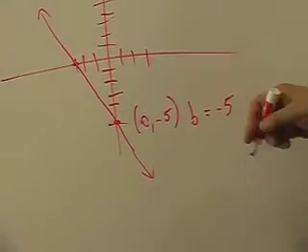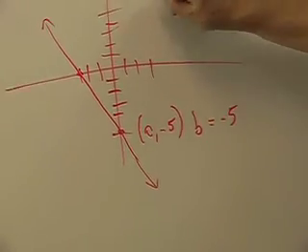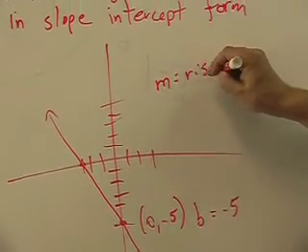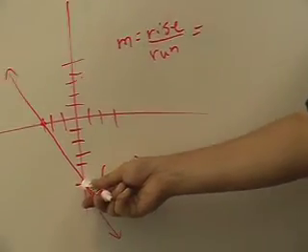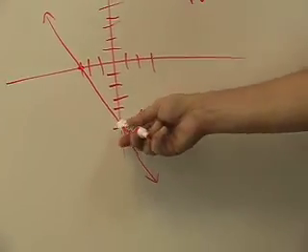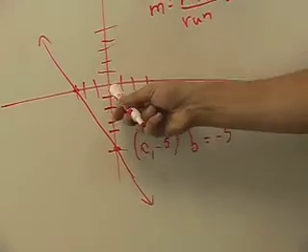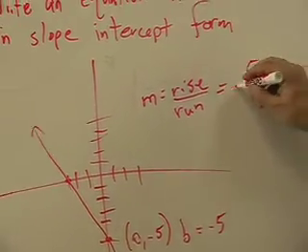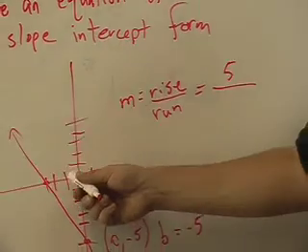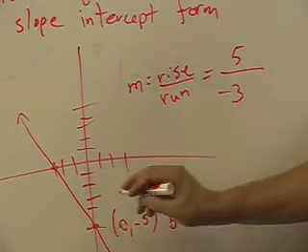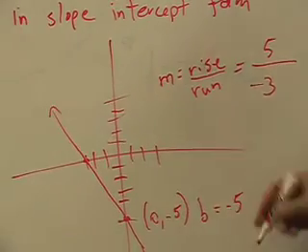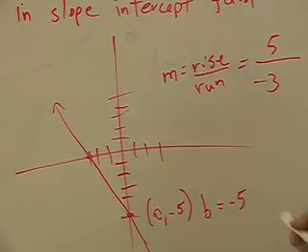What is the slope? Our slope is rise over run. So I'm going to put that up here. Rise over run is coming from one point to another. You go up, rise, 1, 2, 3, 4, 5. That's our rise. And we run left 3, negative 3. Up 5, over 3. 5 over negative 3. We have our m, we have our b.